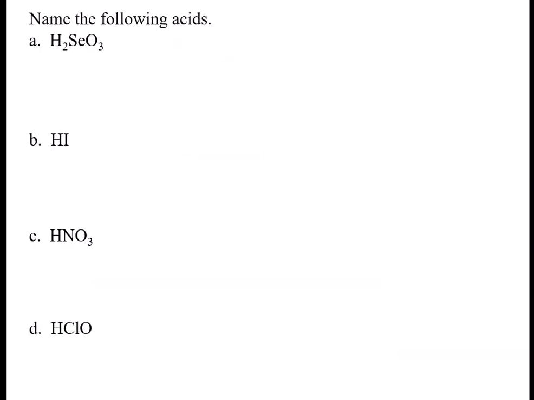Okay, so name the following acids. These are all acids because they start with hydrogen. So that's how I can identify them as being acids. So SeO3 is selenite. So the ite becomes what? Ous. So this is selenous, and then you write down acid at the end.